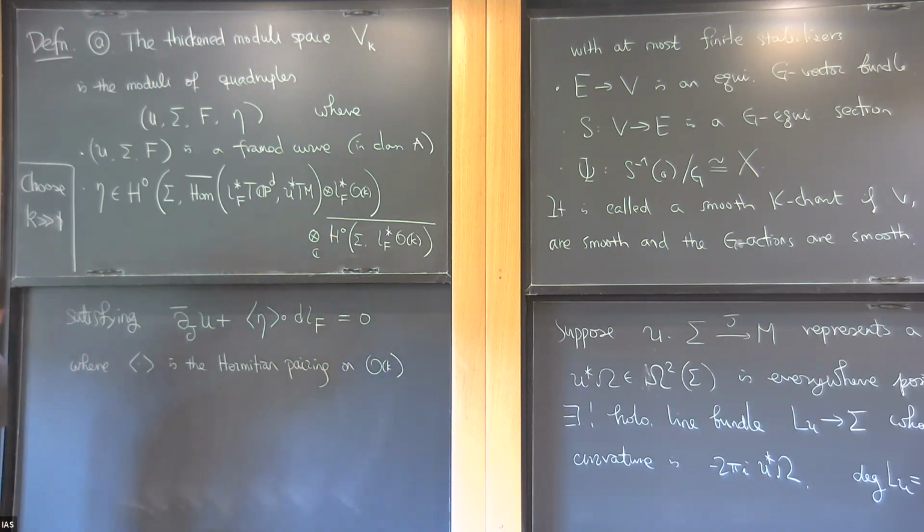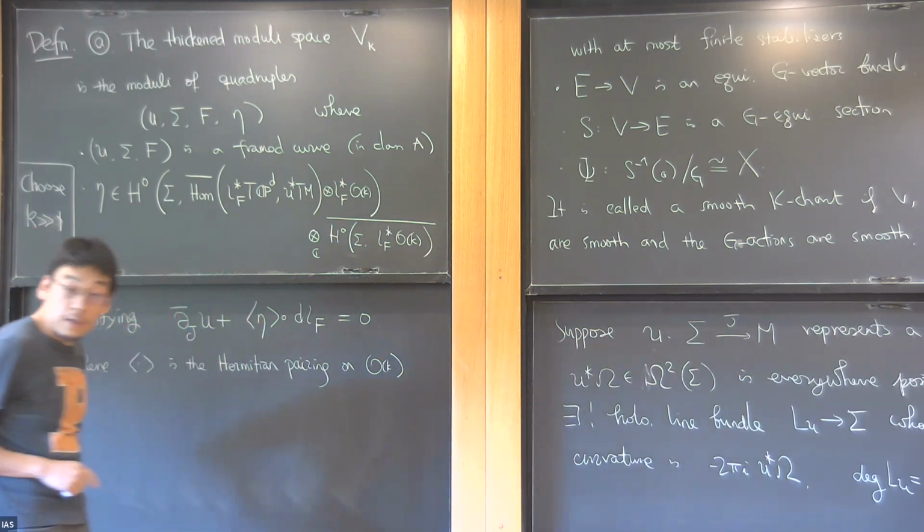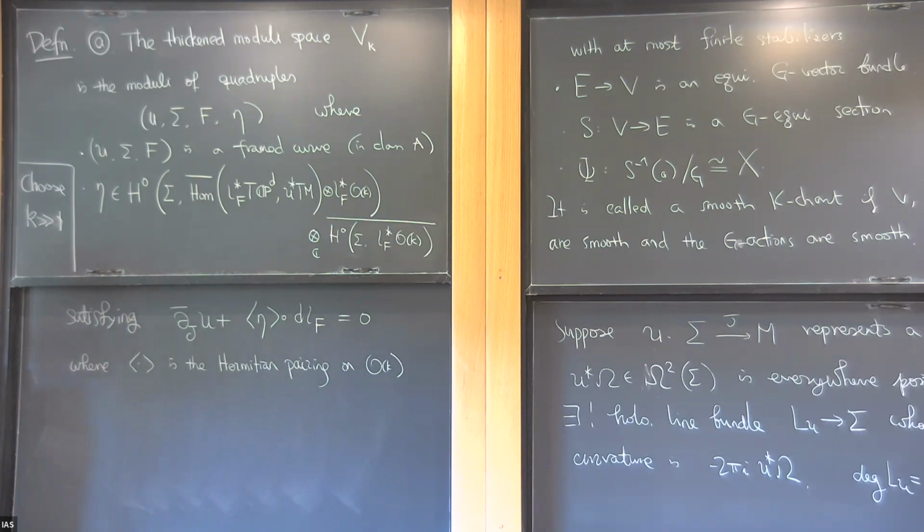I'll pause here. Yeah, you can, K? Okay. What is K? K is we choose a large integer. Oh, choose large K, okay. So let me explain this very involved definition.